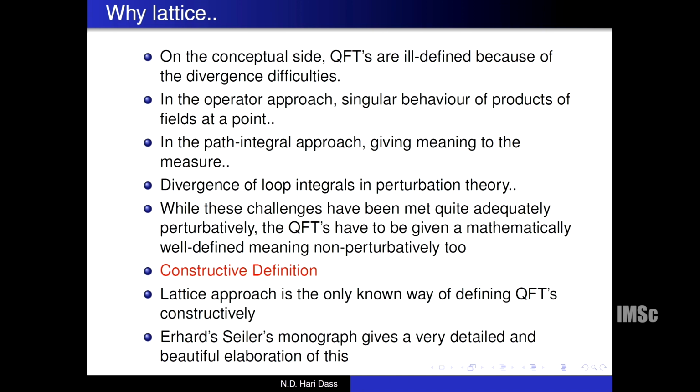And these divergences come if you do the operator approach, because the product of quantum fields at a point are highly singular. Or if you do the path integral approach, the measure is very complicated and singular unless you very carefully regulate it. Now, in perturbation theory, this manifests as divergences of the loop integrals.